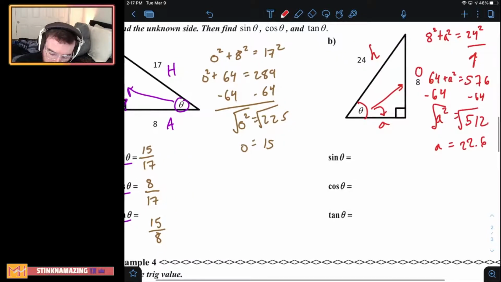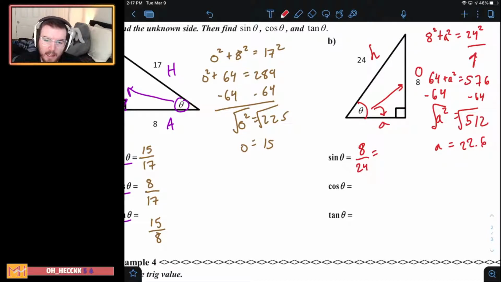So sine is opposite 8 over hypotenuse 24. Guess what? That reduces to 1/3. Cosine is adjacent over hypotenuse, and tangent is opposite over adjacent.